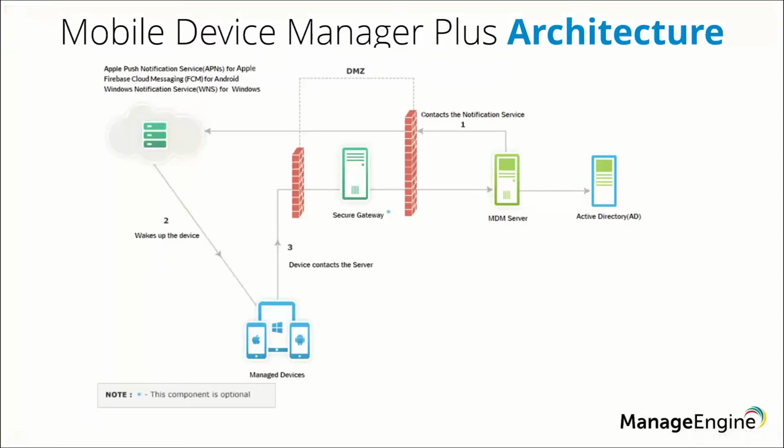In case I want to find out the location of a MacBook, or say I want to distribute a Wi-Fi or a VPN profile to a MacBook, the Apple Push Notification Service will receive the command and it will wake up the end device.